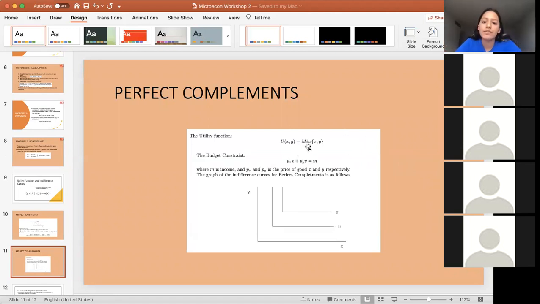So for example, if the utility function was, if x is a left shoe and y is a right shoe, and it says minimum of 1 comma 2, you would just go with the 1. So you would say that I get the same utility when I have one left shoe and one right shoe, and when I have one left shoe and two right shoes, if that makes any sense. Yeah, okay, got it. Thanks.